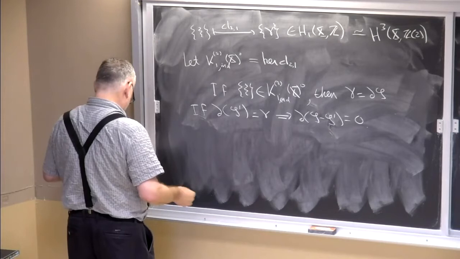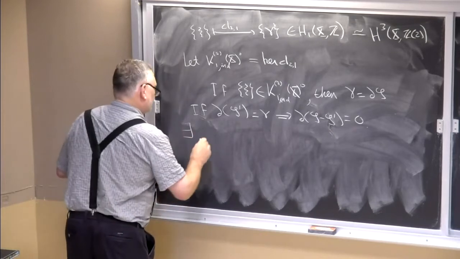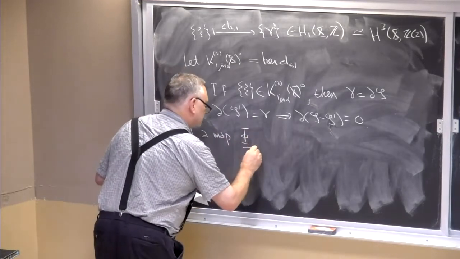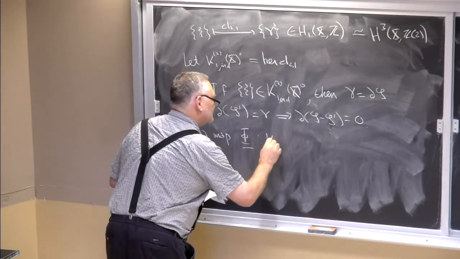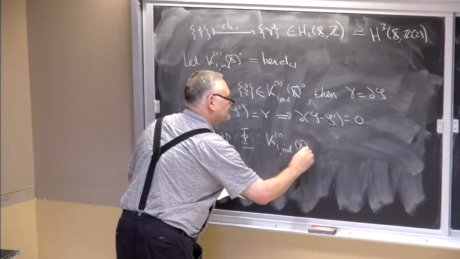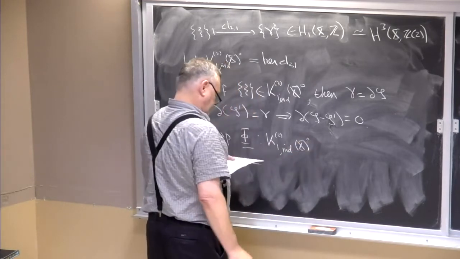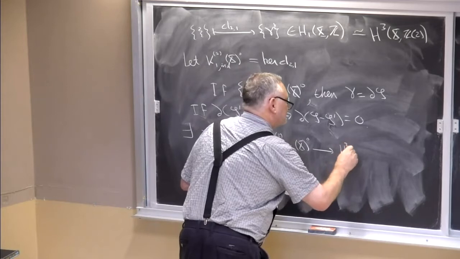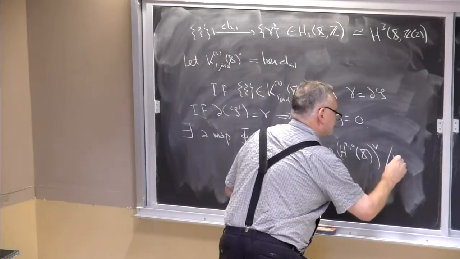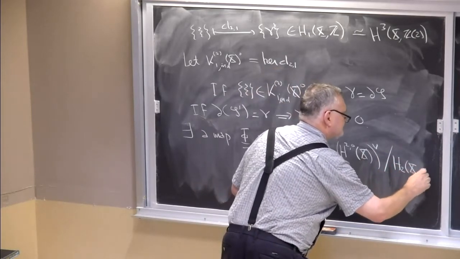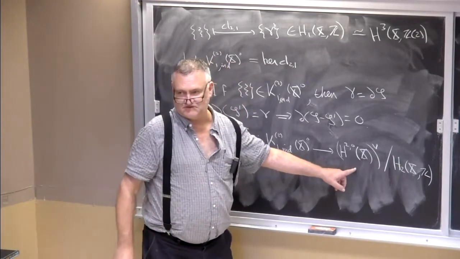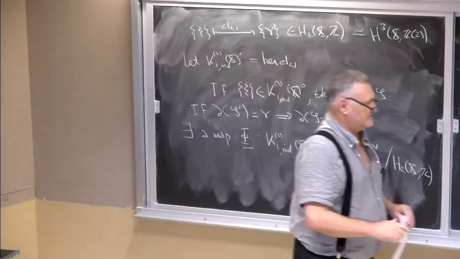And so in this case, there exists a map. I'll call it P lower star from K1 indecomposables X naught to the dual space H2 zero of X modulo H2 of X. So it's a little bit too much of this inside here, so it's not going to be a smooth torus in general. You have more than a lattice.